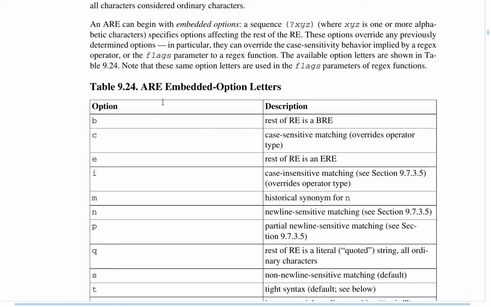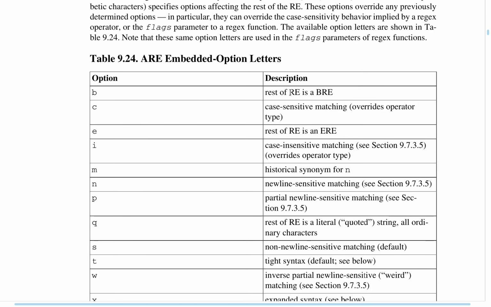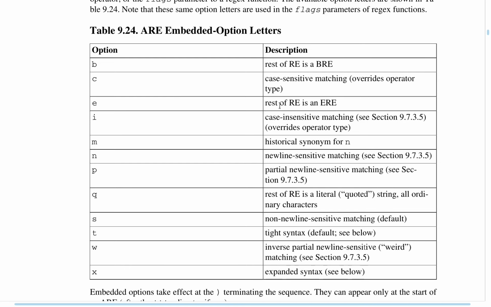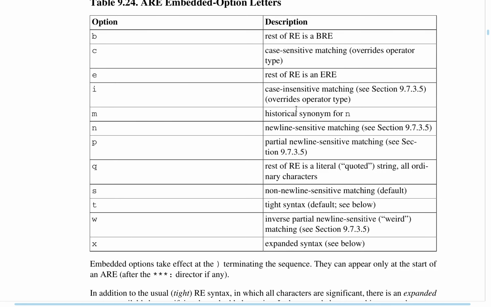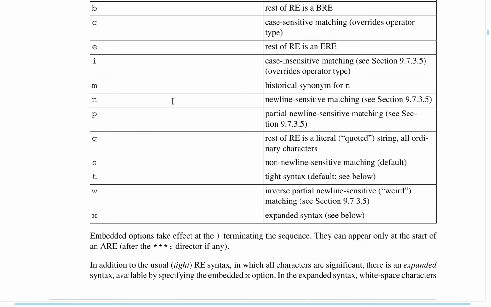So we have embedded option letters, which are: b tells us the rest of the RE is a BRE. If you don't know BRE and ARE and all, you need to watch previous videos. c is for case-sensitive matching, overrides operator type. e is rest of the RE is an ERE. i is case-insensitive matching. m is a historical synonym for n. n is newline-sensitive matching. p is partial newline-sensitive matching.